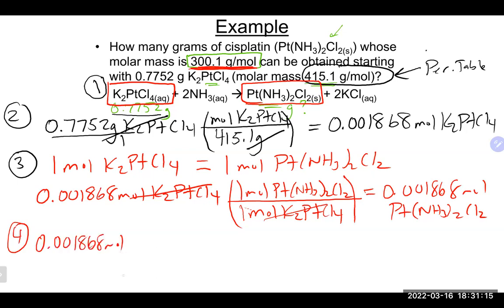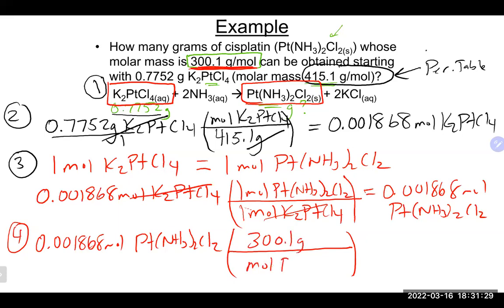So step number 4 here, taking our 0.001868 moles of our Pt(NH3)2Cl2. In this case, we want to multiply by the molar mass, which is 300.1 grams per mole. The moles will cancel. That is going to leave us grams, and that will get us 0.001868 times 300.1. It looks like it will get us 0.5604 grams of this guy would be produced in this reaction.